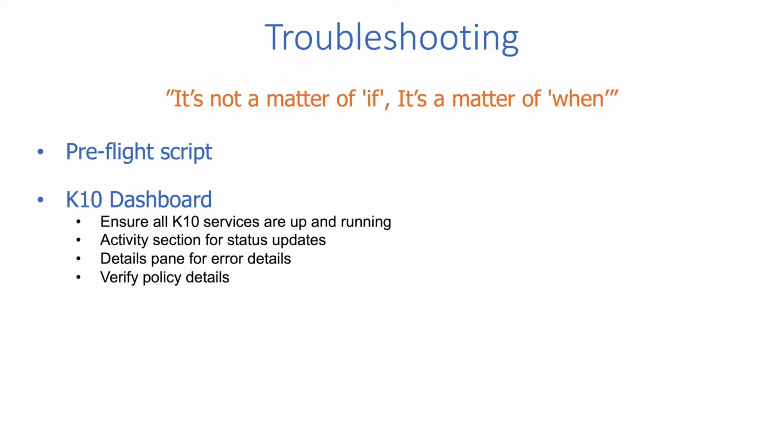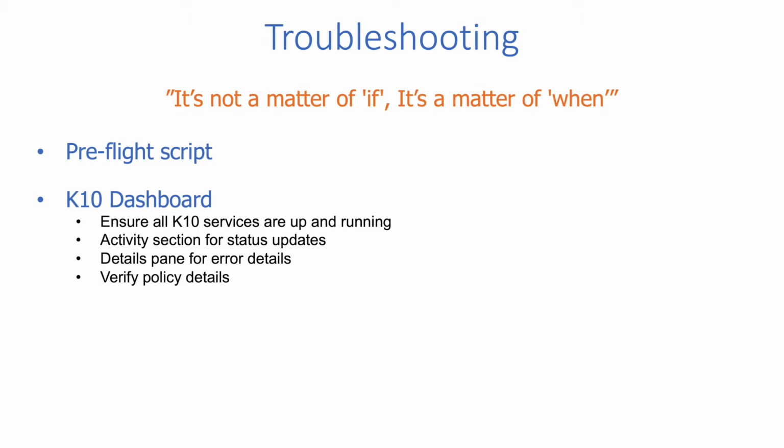Despite following all proper steps, when there is an error, the K10 dashboard can be leveraged to narrow the scope. K10 has built-in alerts that will notify users when services are down or when a job or user action fails. While it provides basic details, more information is captured in logs.